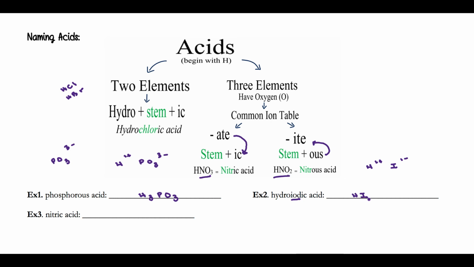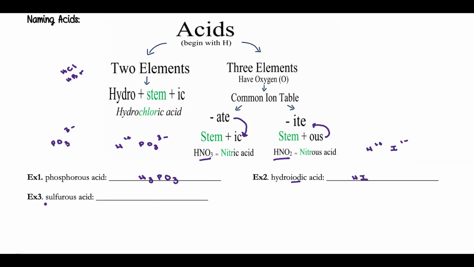So I knew I'd just have 2 elements because I had the hydro in the beginning. Here, because it was an OUS ending, I knew I had a polyatomic ion and that polyatomic ion had an ITE ending. So let's look at one more example, sulfurous acid.